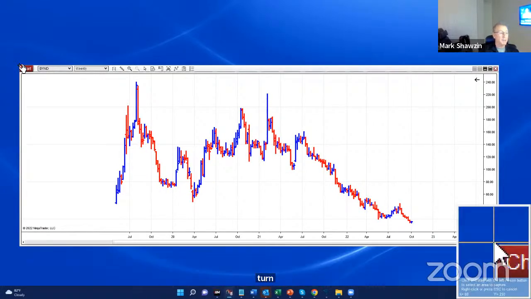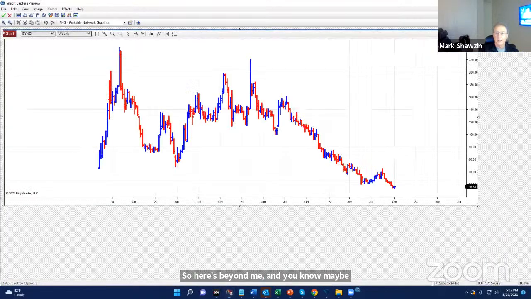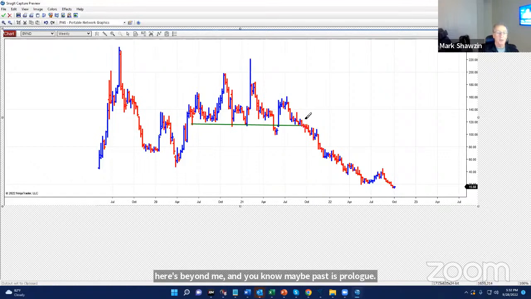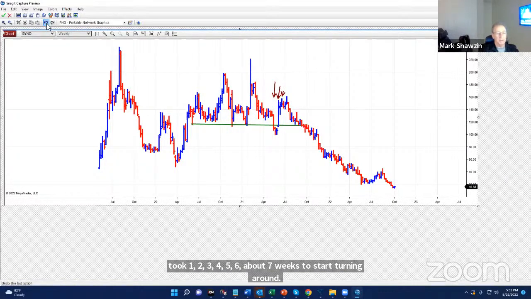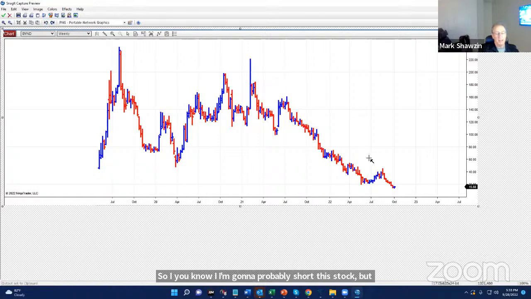So here's Beyond Meat. And maybe in the past, you had the same thing where you got below this neckline, you did this little double bottom, and then you did exactly what Biogen did today. And so you can see it took 1, 2, 3, 4, 5, 6, about 7 weeks to start turning around. So I'm going to probably short this stock, but like I said, you probably got 3, 4, 5, 6 weeks to watch the price action. When something goes straight up, it doesn't go straight down. It needs to build a base. It needs to build space. This could look like this tomorrow. So we'll just have to see.